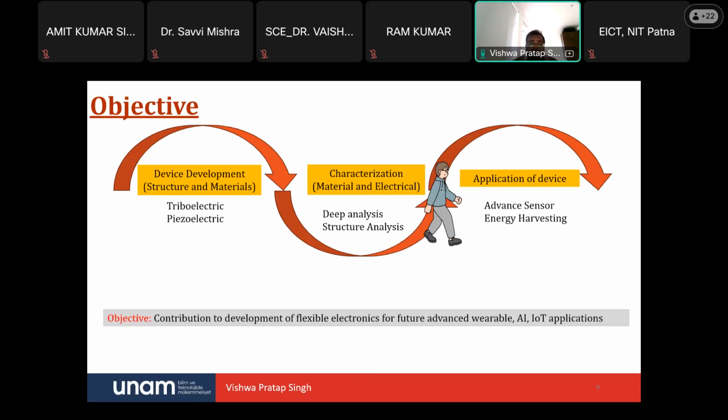The main objective of our work is the contribution to the development of flexible electronics for future advanced wearable and AI IoT applications. So obviously we will make very small devices or wearable devices, and we have developed them. I will show them.